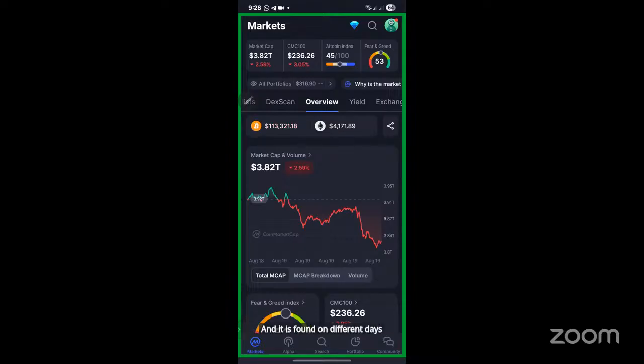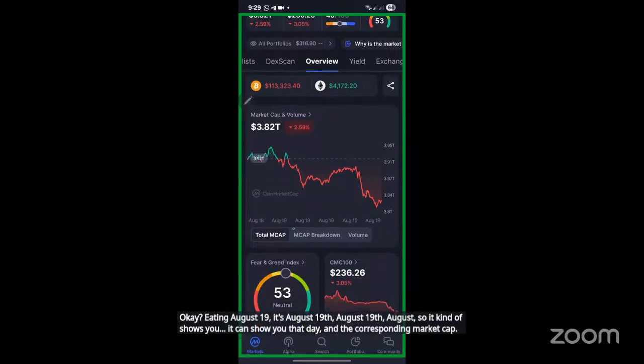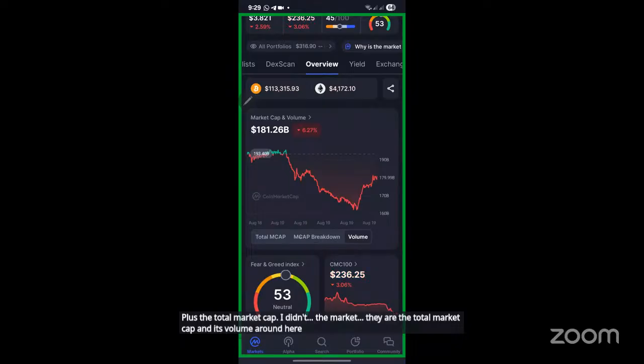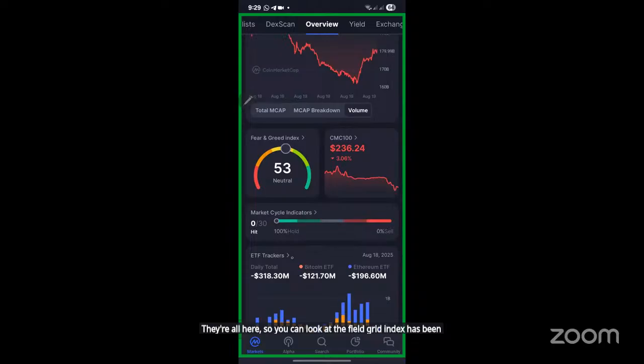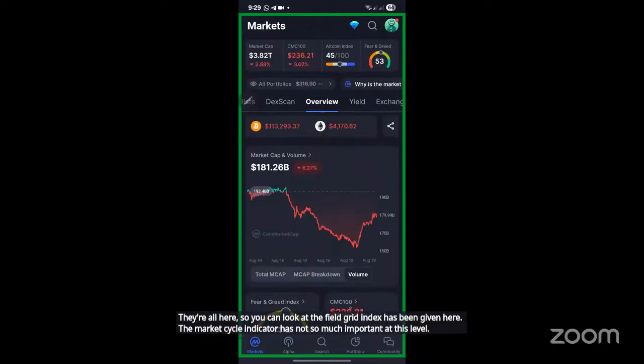It gives you the total market cap, followed on different days. So this is a graph. This is the total market cap per day, okay? 18th August, 19th August. So it can show you that day and the corresponding market cap, plus the total market cap and its volume around here. They're all here. You can look at the fear and greed index that has been given here. The market cycle indicator is not so much important at this level.